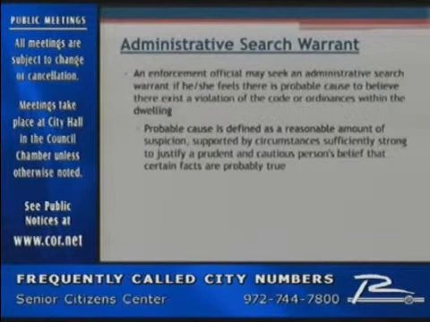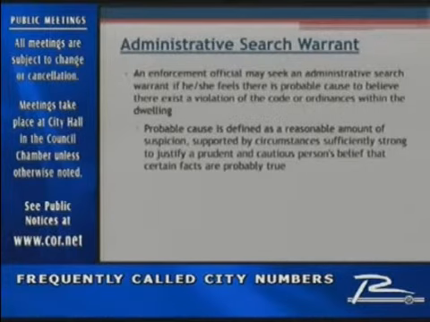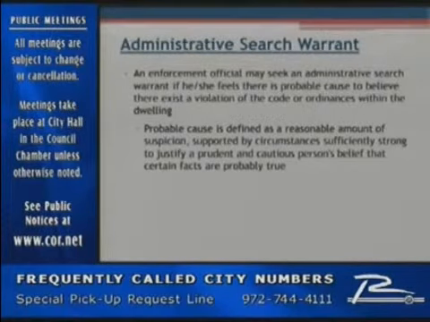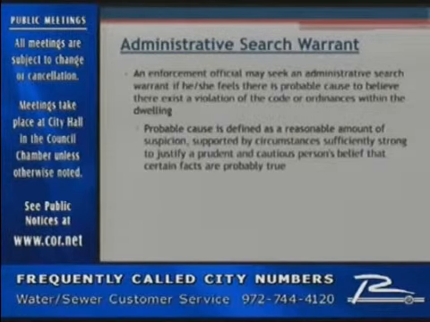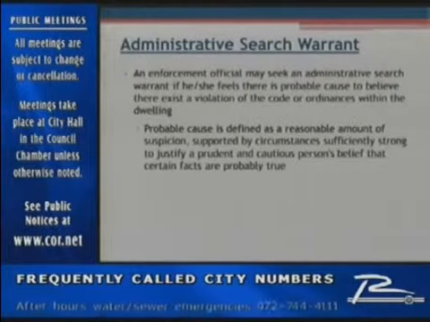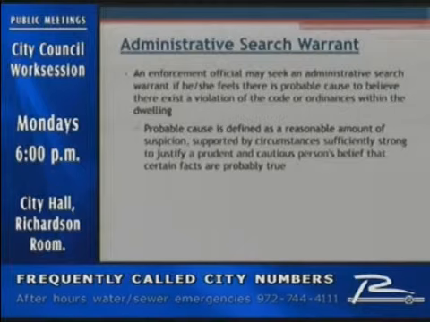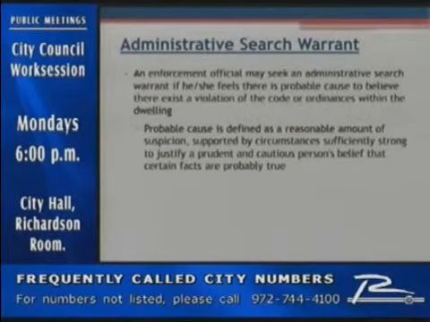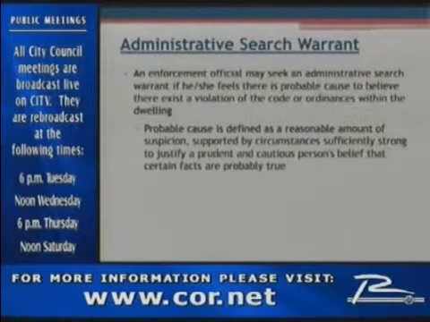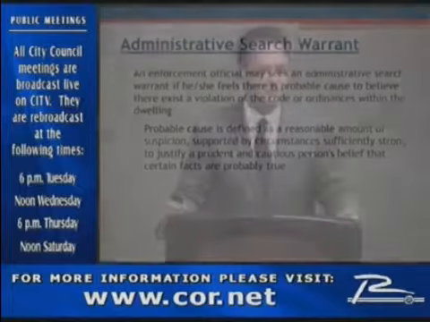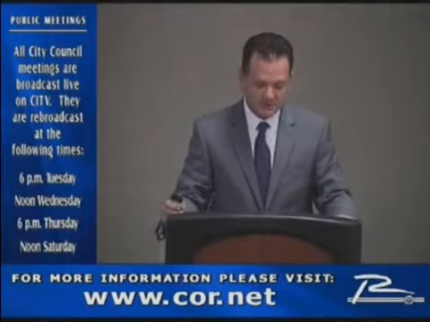Now, this is a pretty widely accepted definition of what probable cause is. This is extremely important to our process and what we demonstrate before a magistrate. Probable cause is defined as a reasonable amount of suspicion supported by circumstances sufficiently strong to justify a prudent and cautious person's belief that certain facts are probably true. That's a really widely accepted definition of probable cause. It doesn't mean just for an administrative search warrant. It doesn't mean just for code enforcement. That's for any standard. When you go before a magistrate, that's what you're trying to demonstrate.